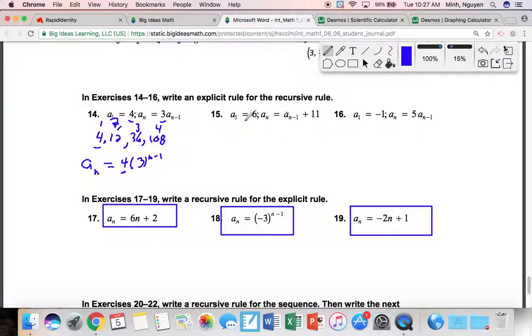Let's see here. We have a sequence starting at 6, and you add 11 each time. So 6 plus 11 is 17. 17 plus 11 is 28.